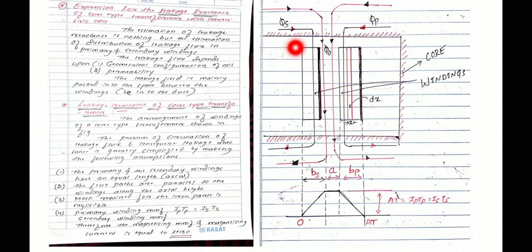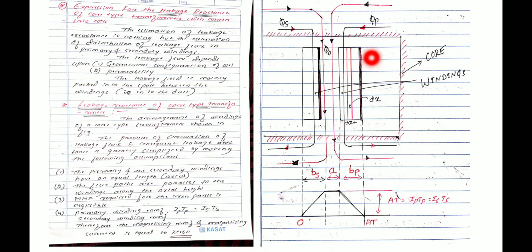What I told here is that before estimation of the leakage reactance, we have to estimate the leakage fluxes. Leakage flux in the primary winding is represented by pi p, and leakage flux in the secondary winding is represented by pi s. The space between the primary and secondary windings is called a duct. Here also some portion of the flux gets leaked, and that is called the leakage flux in a duct, represented by pi naught.